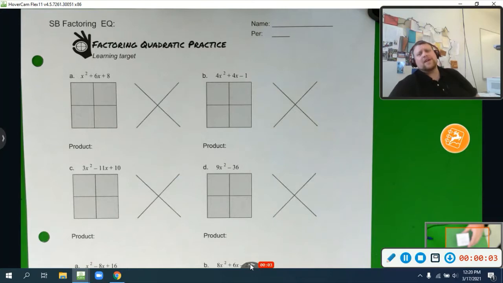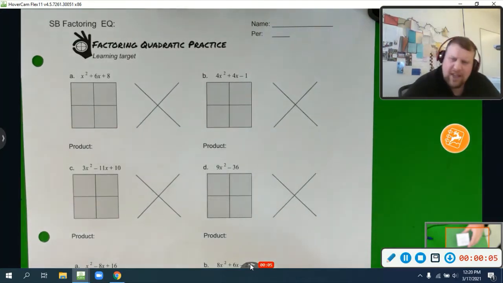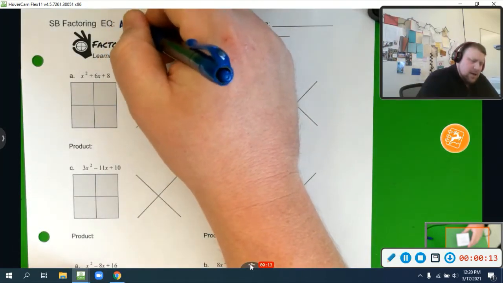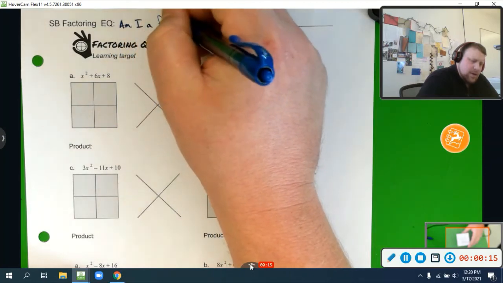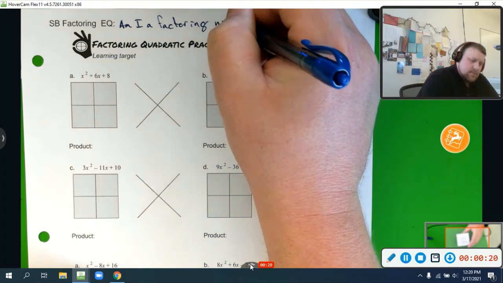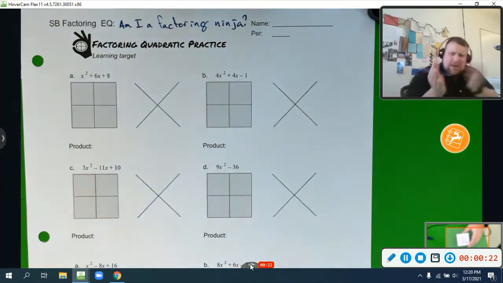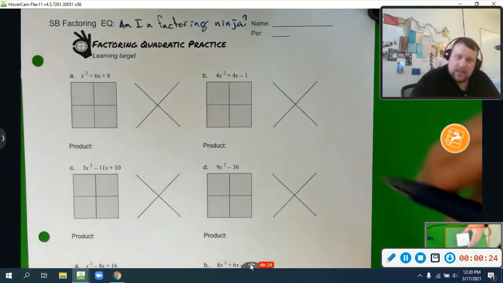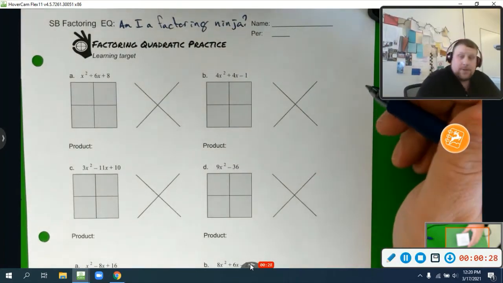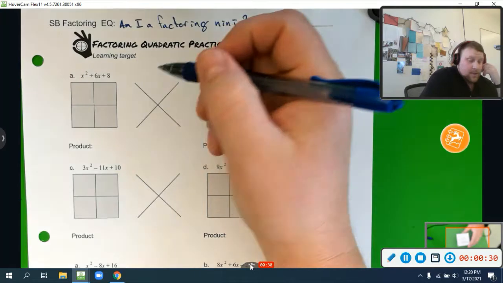So the question we have to ask ourselves today is, am I a factoring ninja? Am I a factoring ninja? Clearly, I'm not a real life ninja. So this is the only shot I got. All right, so let's look at this.